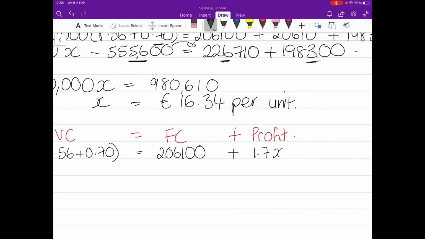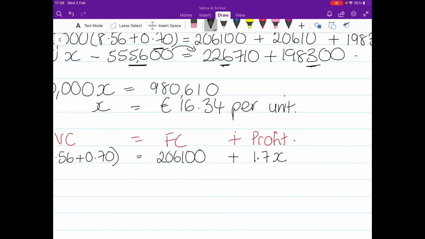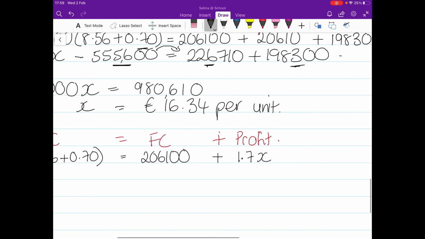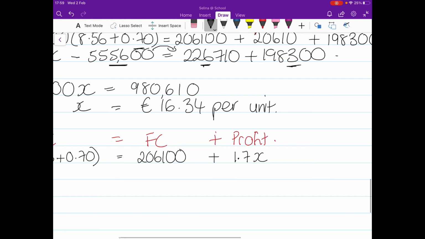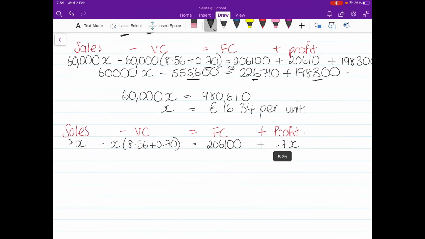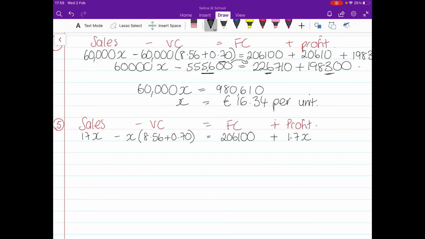€1.70 multiplied by the number of units that I'm selling. So remember, it says that they want each unit to provide 10% profit based on its revenue. So if it's €17 per unit, that means they want to have €1.70 profit per unit. So to get my total profit, it'll be 1.70 multiplied by the number of units that we're selling. And now we have our formula filled out.